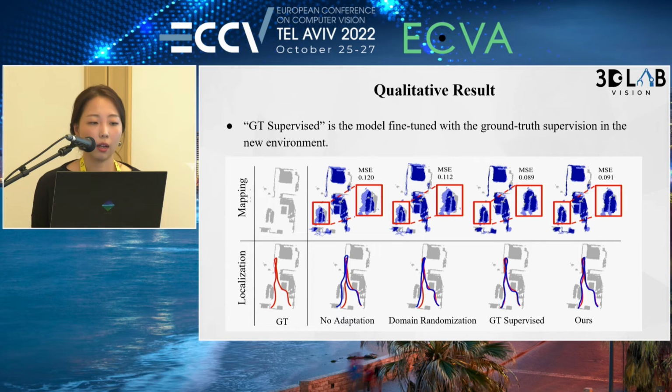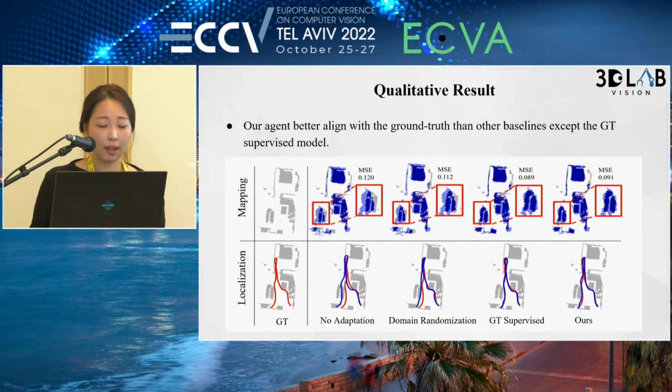And lastly, GT supervised. This is the model fine-tuned with the ground truth supervision in the new environment where the agent is adapted to. It sets the upper bound so that we can compare our model to. As you can see from the qualitative result, I believe that our agent better aligns with the ground truth than other baselines, except for the GT supervised model.